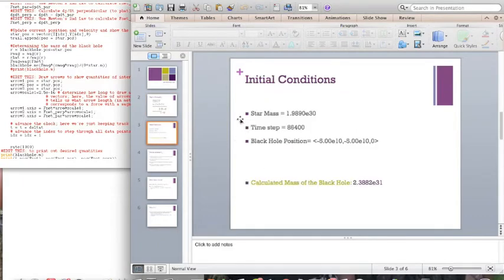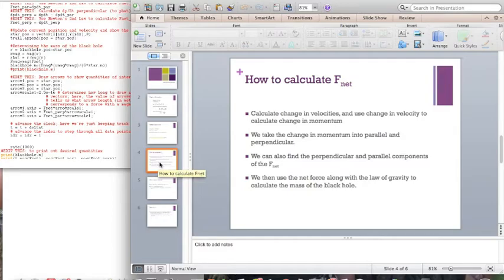We start with some initial conditions. For my black hole, we know that the star's mass is 1.989 times 10 to the 30th kilograms, the time step is 86,400 seconds, and the black hole's position is -5 times 10 to the 10th, -5 times 10 to the 10th, 0. And again, we're able to find the calculated mass of the black hole. So how did we calculate F net?